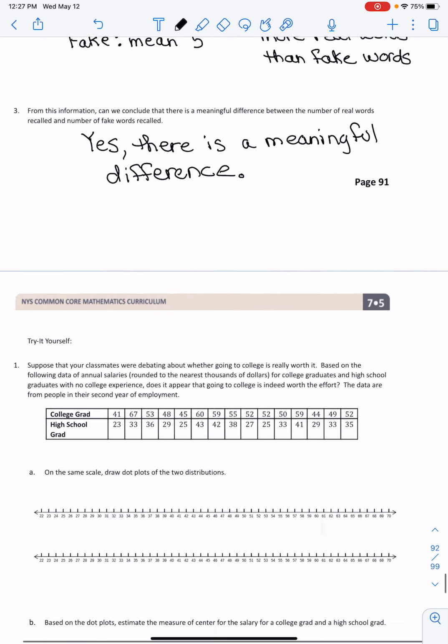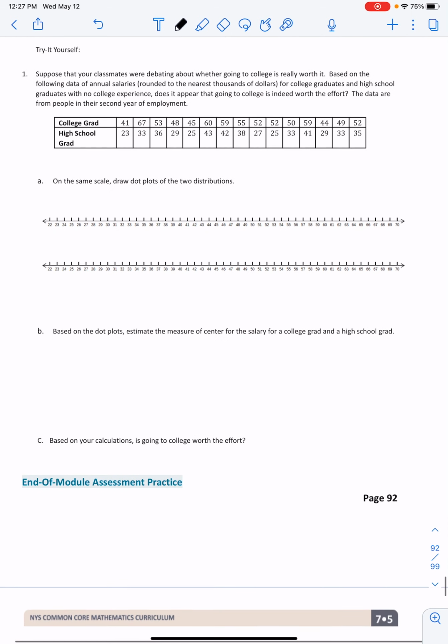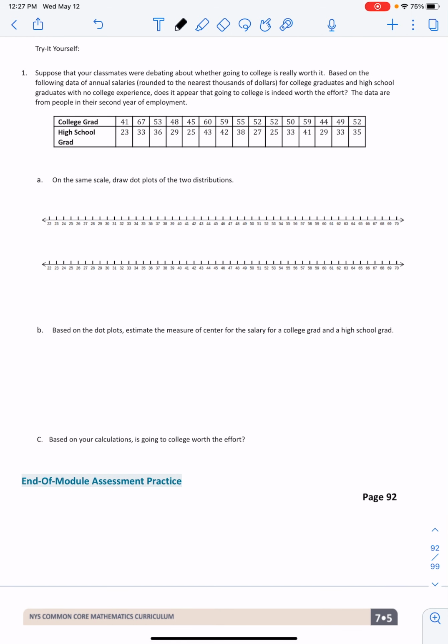So let's look at the next one. It says, try it yourself. Suppose that your classmates were debating about whether going to college is really worth it, based on the following data of annual salaries for college graduates and high school graduates with no college experience. Does it appear that going to college is indeed worth the effort? The data are from people in their second year of employment, okay? College grads and high school grads, okay? So here we go.